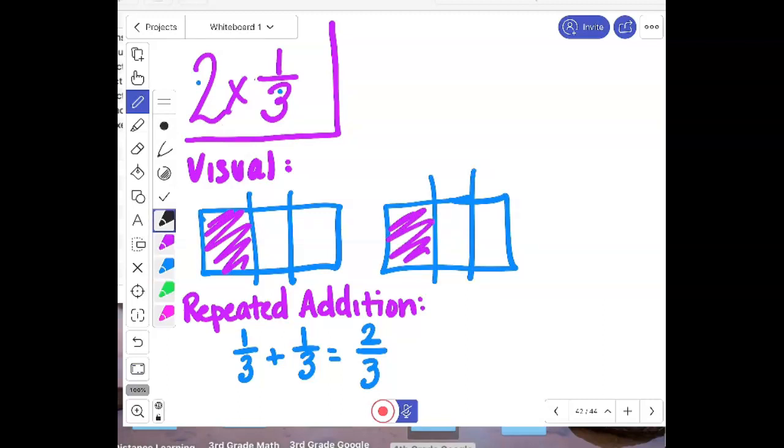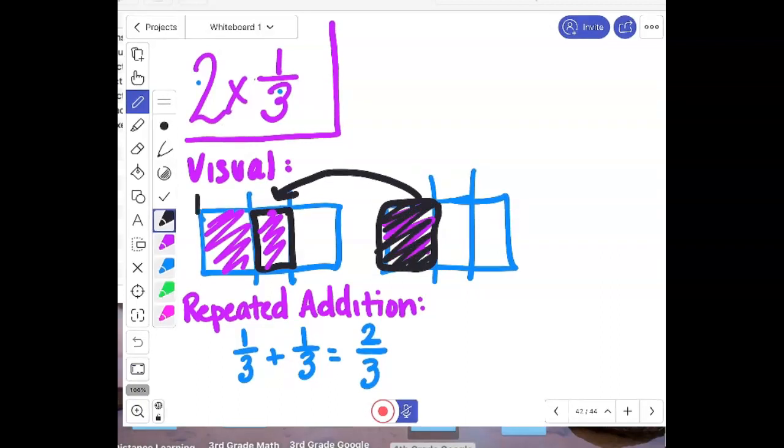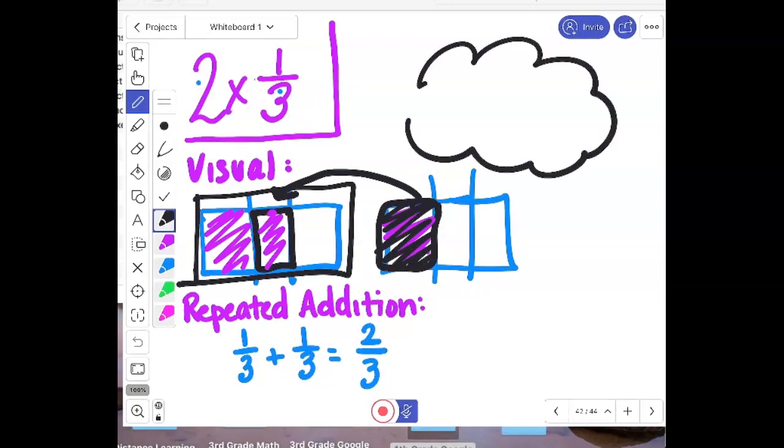I could imagine in my mind, if I could cut this piece out and move it over here, that would show 2/3, right? Like if I eliminated it from here and just moved it. Now, all I have is 2/3. So my answer is 2/3.